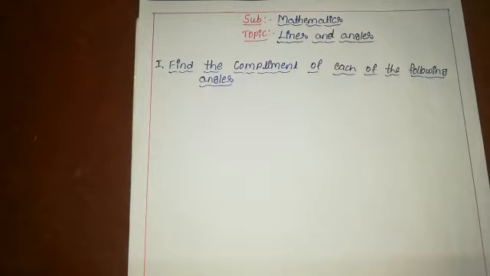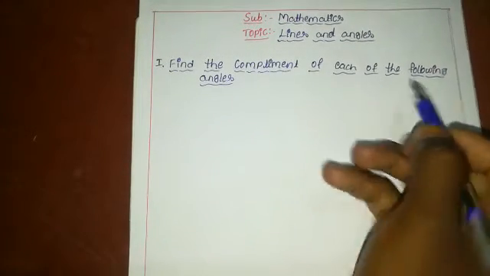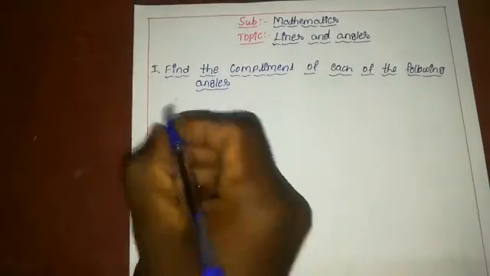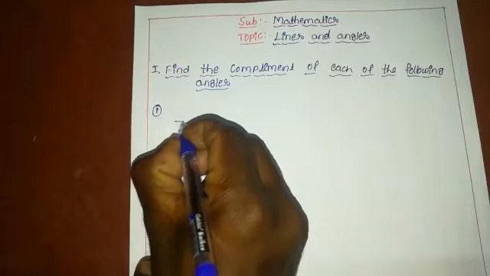In this class we shall solve some of the exercise problems, which are given in your textbook. The first question is to find the complement of each of the following angles. The first one in this question is where they give one angle.